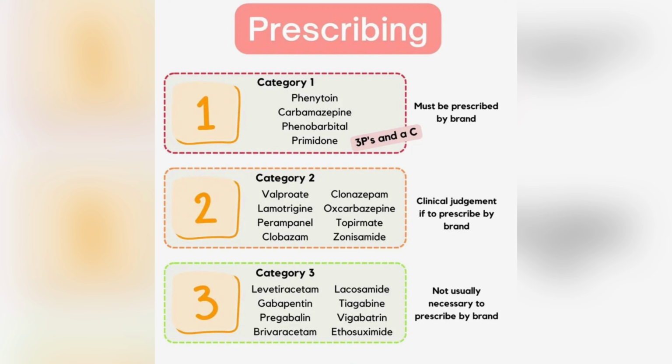Category 3: levetiracetam and lacosamide, gabapentin and tiagabine, pregabalin and vigabatrin, brivaracetam and ethosuximide. In this category, it is not usually necessary to prescribe by brand.